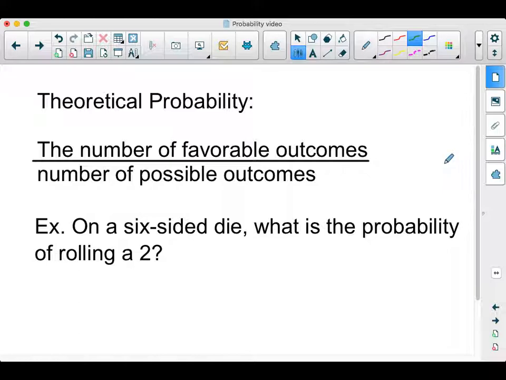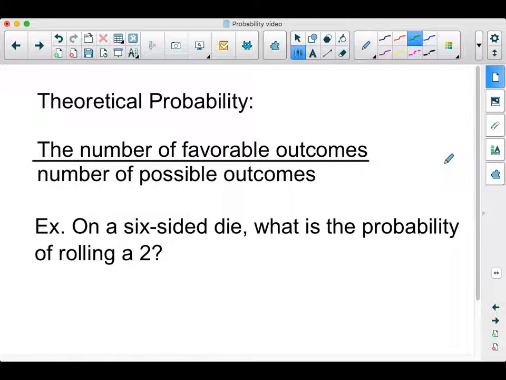If you watched my experimental probability video, you saw on the very first experiment that we got 4 out of 6 tails and 2 out of 6 heads. That's not necessarily what should have happened, but that is what happened. Theoretical probability is what should happen.